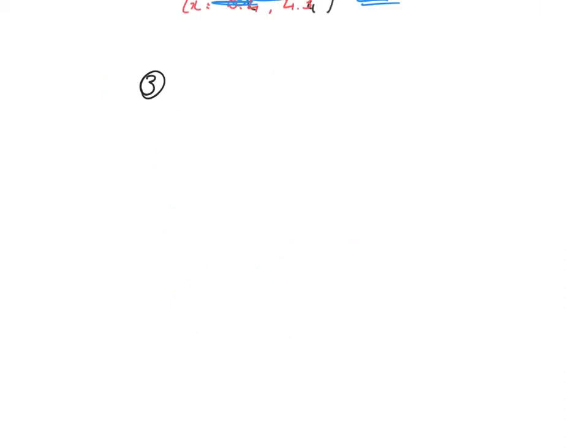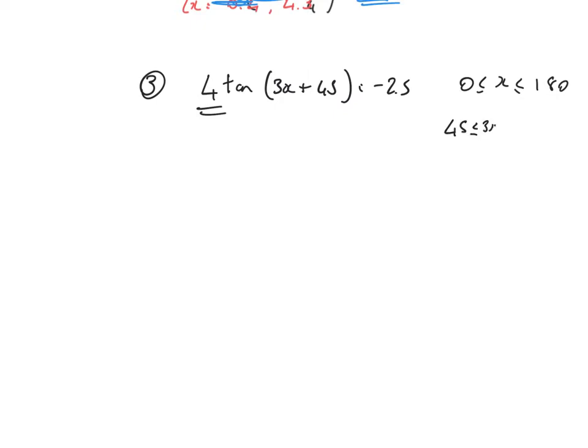Okay, let's try an example 3. We're going to solve 4 tan (3x plus 45) is equal to minus 2.5, and we're looking for solutions that lie between 0 and 180. First move, let's adjust the limits. Solutions for x lie between 0 and 180. We're going to multiply them by 3 and add 45. So 0 times 3 is 0, plus 45 is 45, there's my lower limit. Upper limit, 180 times 3 is 540, plus the 45 is 585.